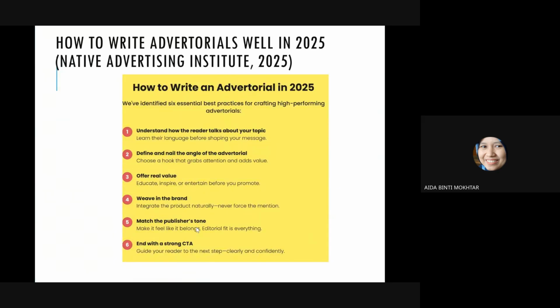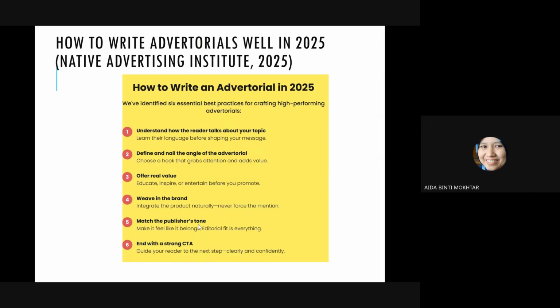How to write an advertorial? We've identified 6 essential best practices for crafting high-performing advertorials. One, understand how the reader talks about your topic. Learn their language before shaping your message. Two, define and nail the angle of the advertorial. Choose a hook that grabs attention and adds value.